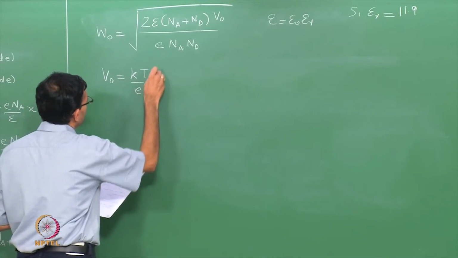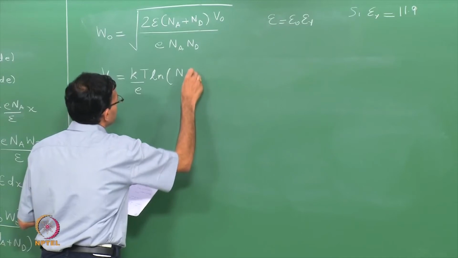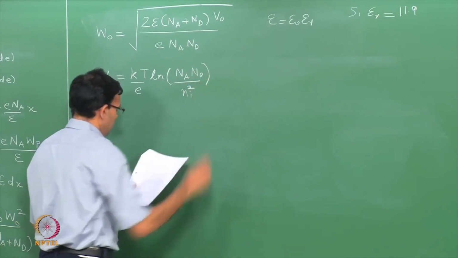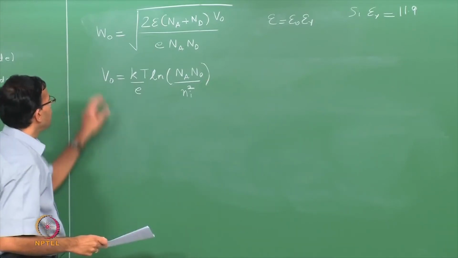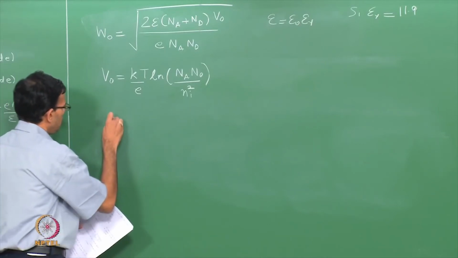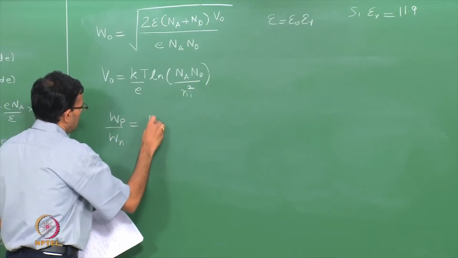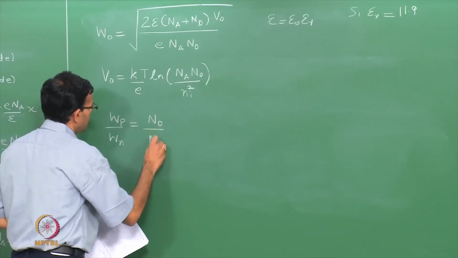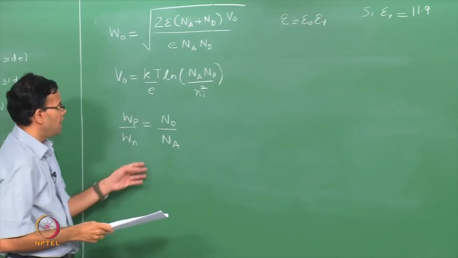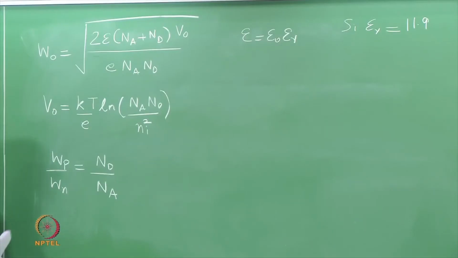kT over e ln of Na Nd over Ni square. We now have an expression for the total width of the depletion region, and we also saw that the individual widths are inversely proportional to the concentrations. So, let us plug in some numbers to get a sense of what these values are.